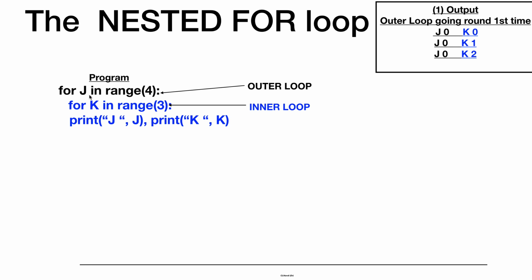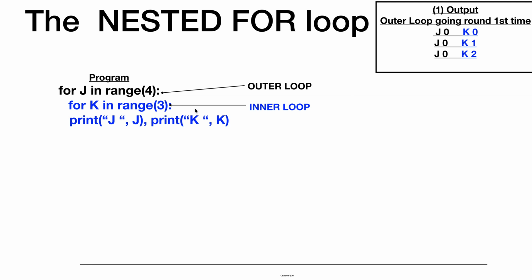If we say for j in range 4, so the first value of j is 0, and then for k in range 3, the first value of k is 0. So if you print j, print k, you get j, and the value of j is 0, you get k, and the value of k is 0. Then you go round this inner loop again. So the next value of k is 1. So if you print j, print k, you get j, and j still retains its value of 0, and k is now 1.